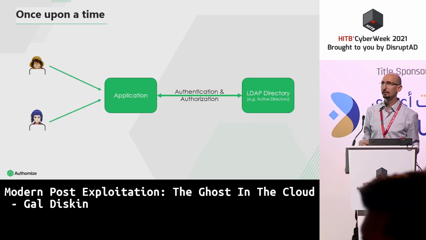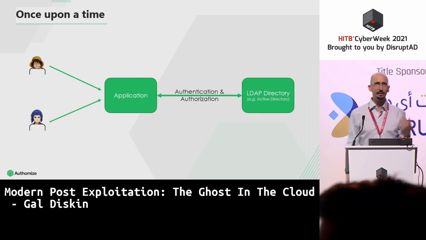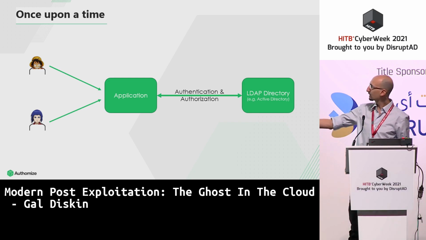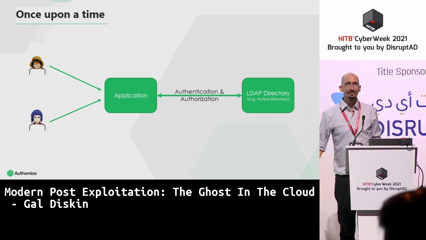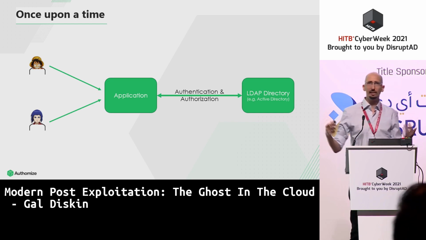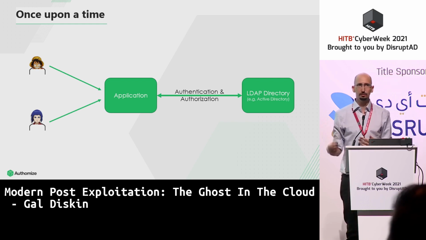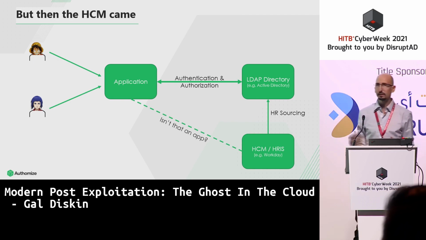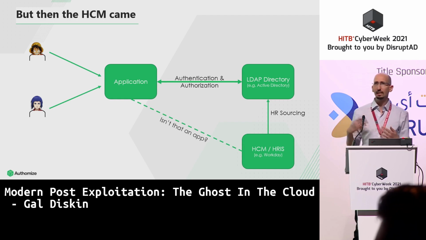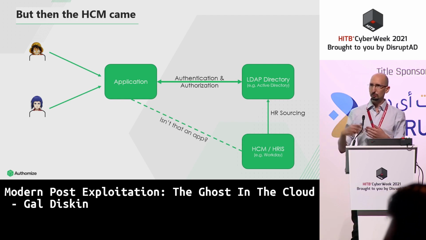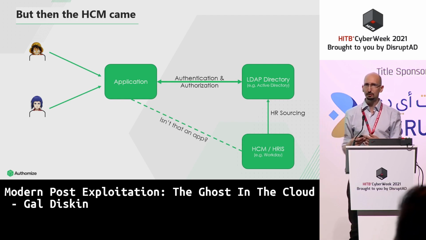So let's talk a little bit about how these architectures look and start from the past. Once upon a time, users were connecting to applications. The applications were connecting to an LDAP directory like Active Directory, and that directory allowed you to define the access and the authorization. Then came human capital management or human resource information systems, and those started to provide attributes that control the access to the LDAP directory, and the LDAP directory controls the access based on these attributes.